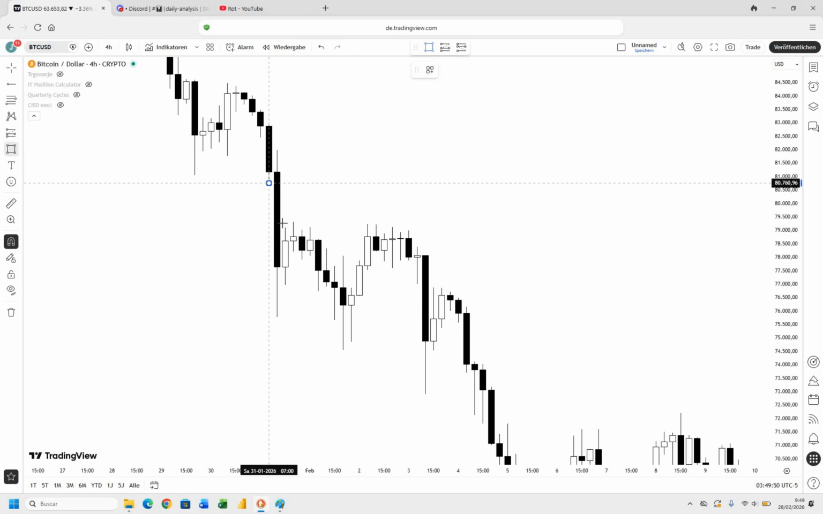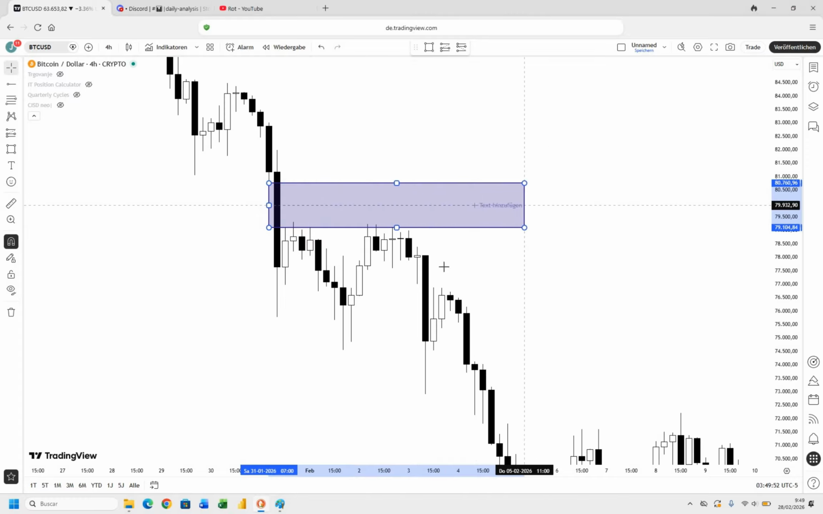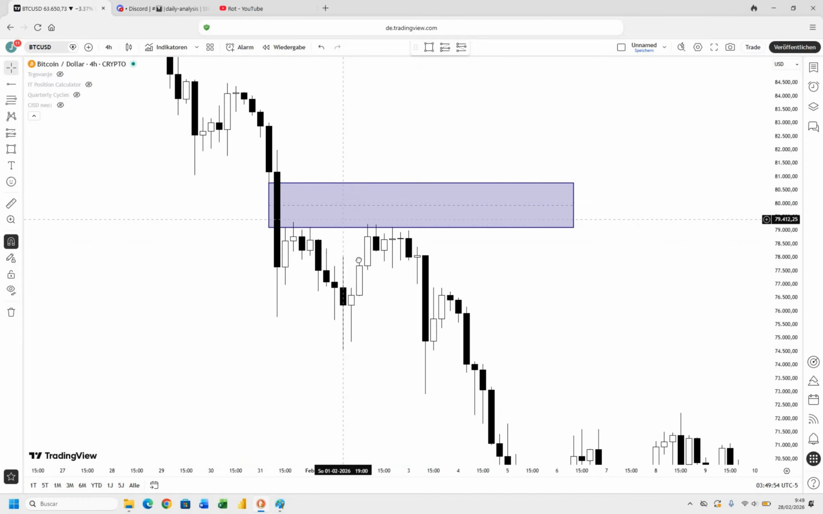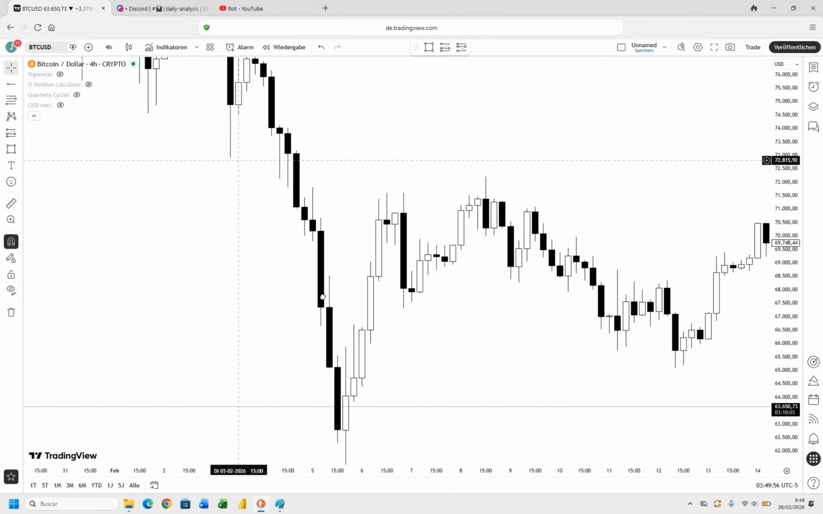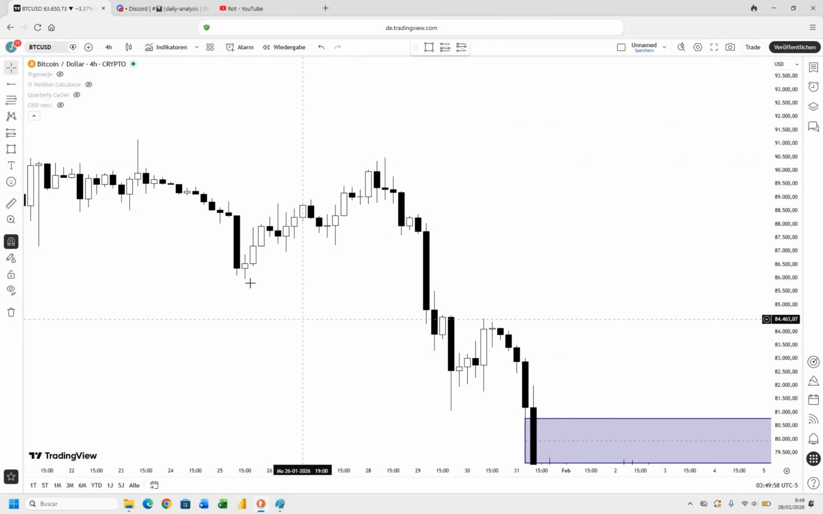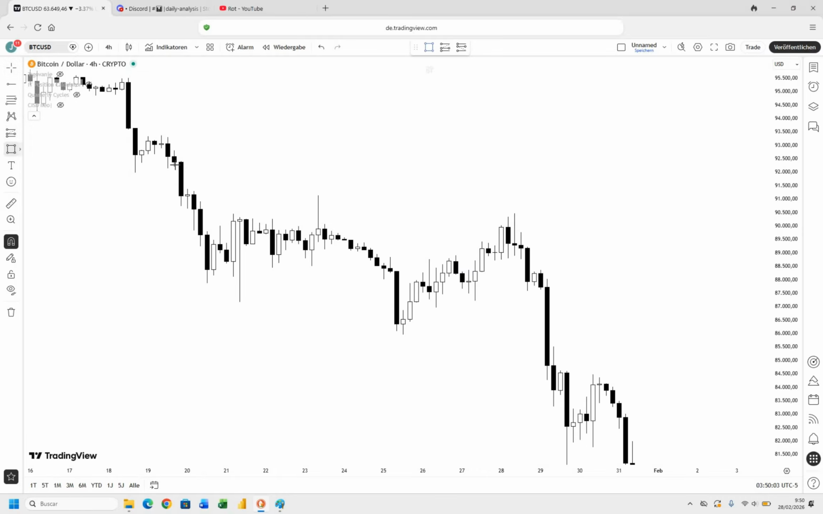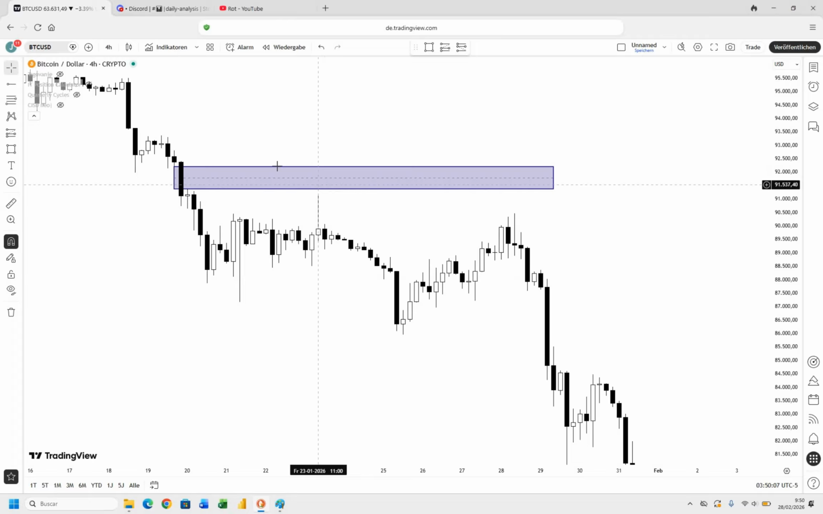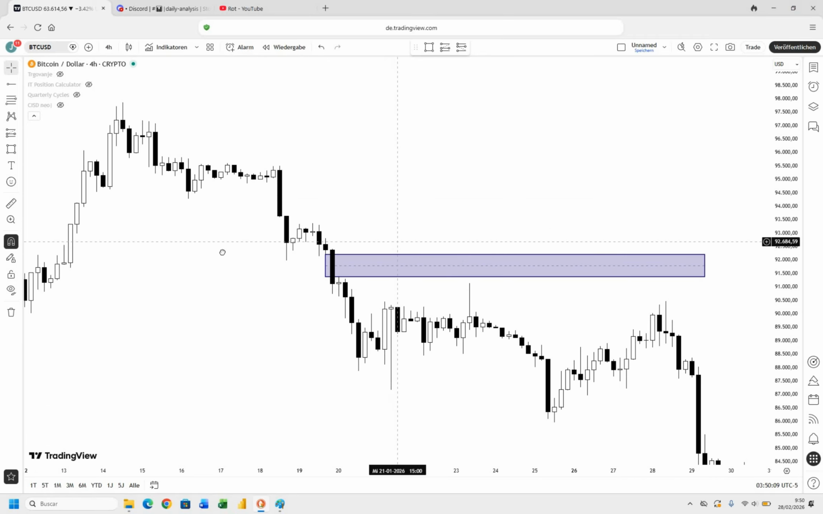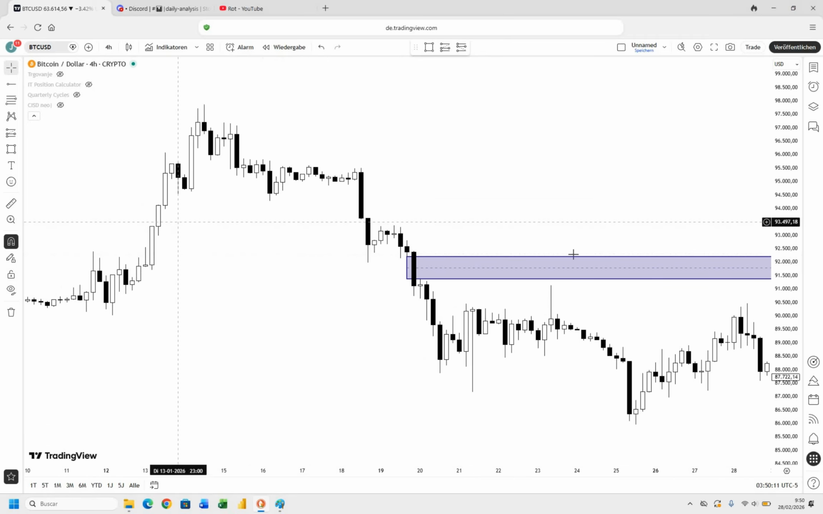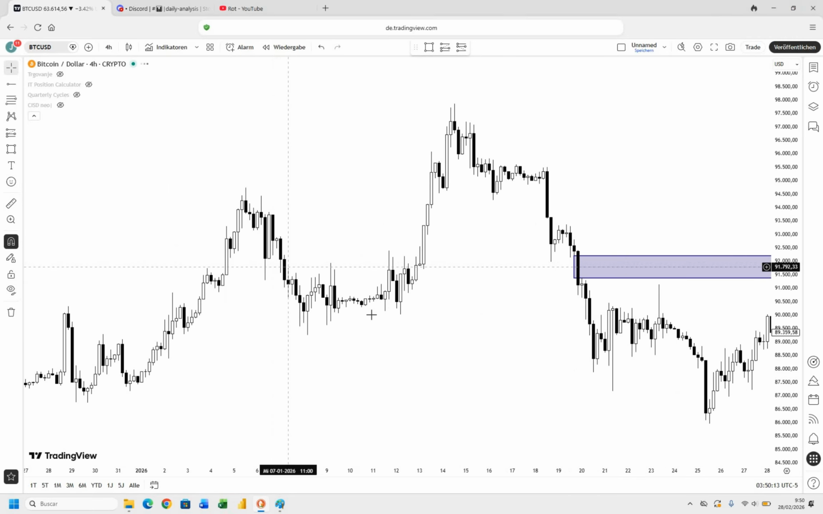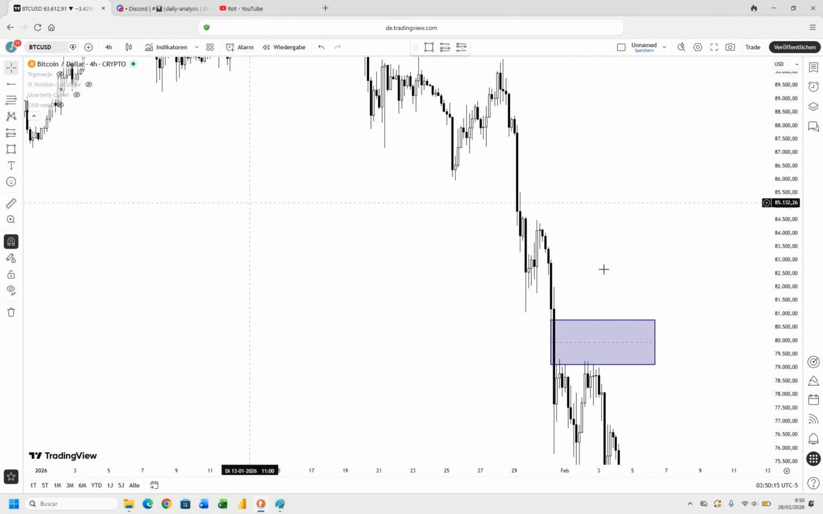Okay, so what do we have here? First week, third week, we drag it, the price comes into the fair value gap and then continues lower. Okay, it's that simple. What do we have here? A fair value gap. Okay, the price doesn't come into the fair value gap, but it continues lower. Okay, it's that simple. They are everywhere.